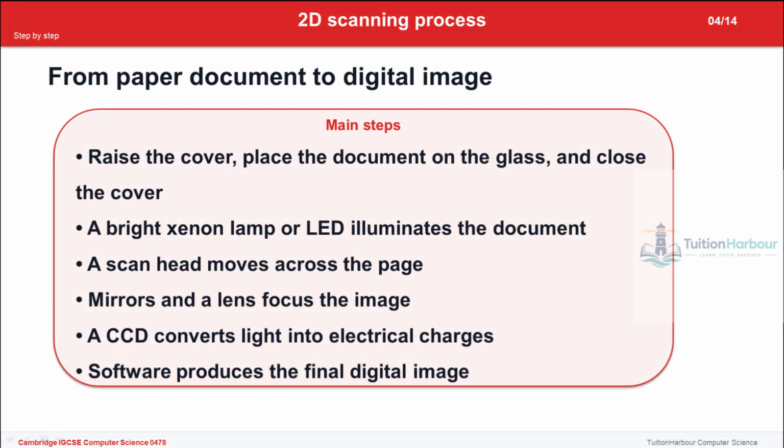The 2D scanning process. The lens focuses the document image. The CCD contains many light-sensitive elements called pixels. Each pixel produces an electrical charge depending on the light it receives. Software then creates a digital image.